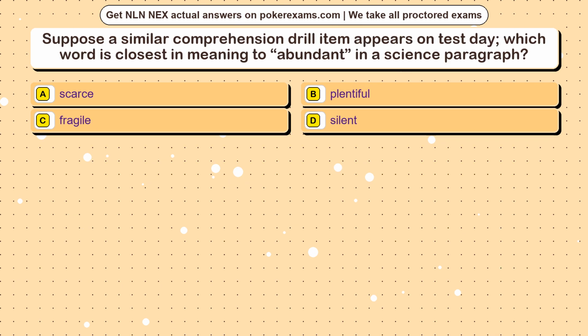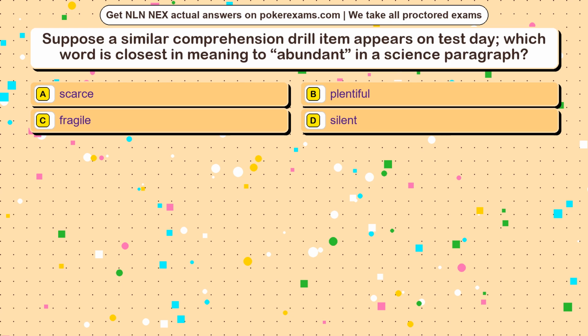Question 7. Suppose a similar comprehension drill item appears on test day. Which word is closest in meaning to abundant in a science paragraph? Option A, scarce. Option B, plentiful. Option C, fragile. Option D, silent.